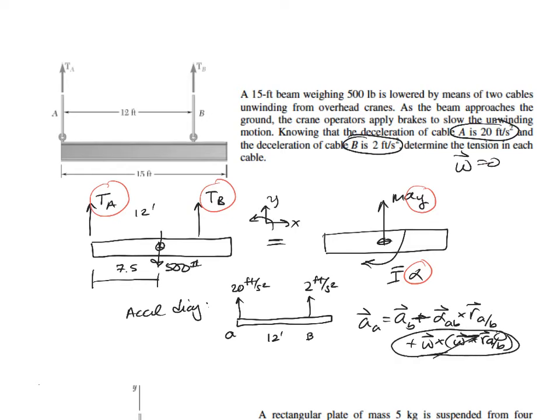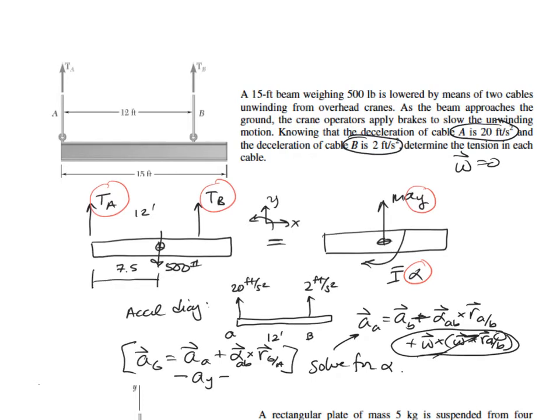And so I could solve my relative acceleration equation. I could solve for alpha from that equation. That would be good. And then I could go ahead and relate the acceleration at the center of gravity to either A or B: acceleration of A plus alpha of AB cross R of G with respect to A. And so I'd be able to solve for AY. So those would be my kinematics.